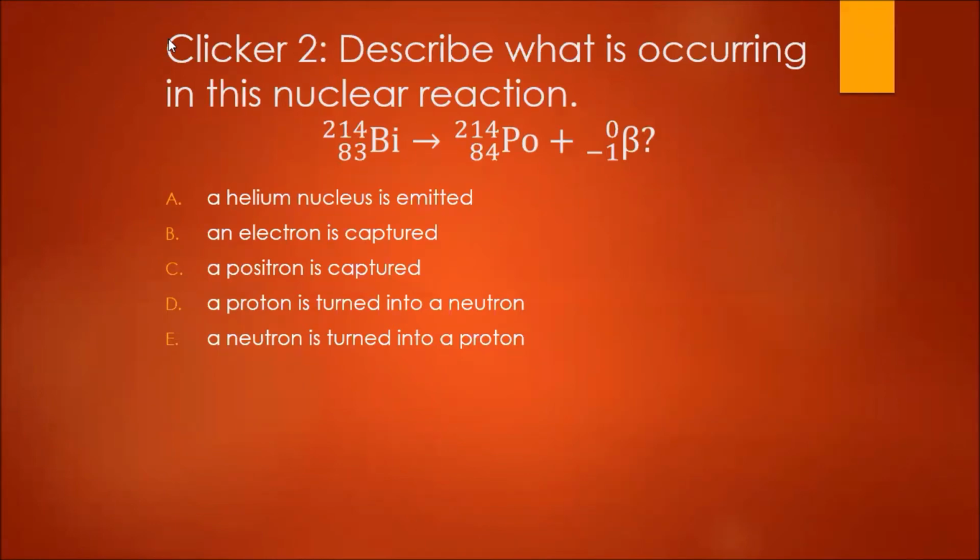Okay. So in this case, what we see here is not a loss of mass, but a gain of atomic number. A neutron is being converted to a proton, kicking out a beta particle. So nothing is being captured here. Technically, a neutron, if it captured a positron, would turn into a proton.